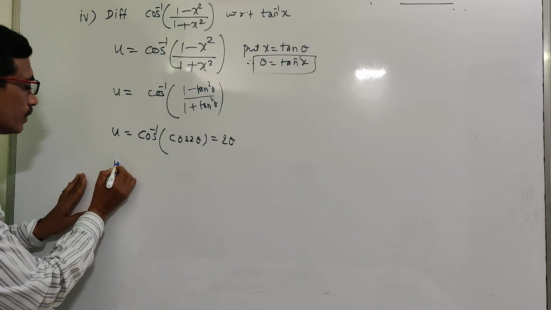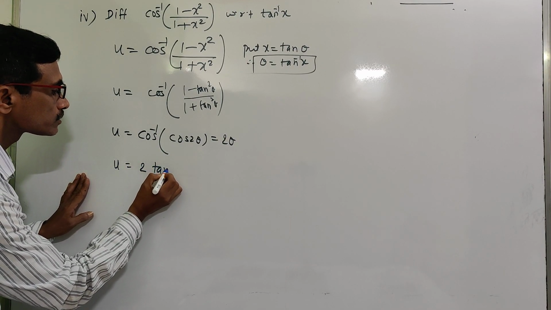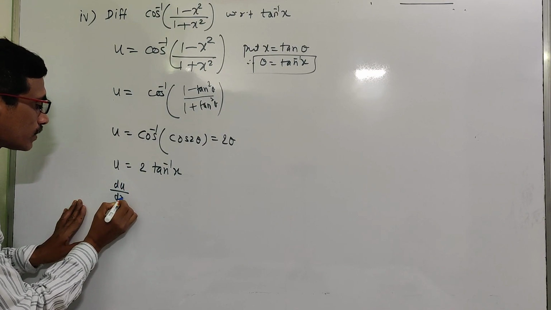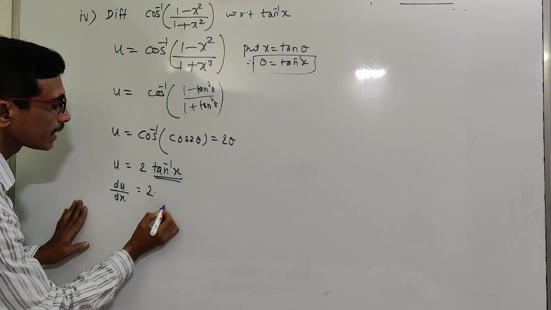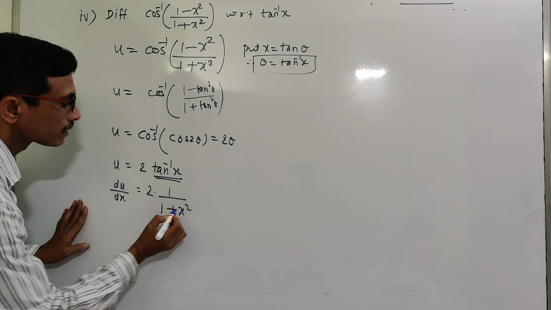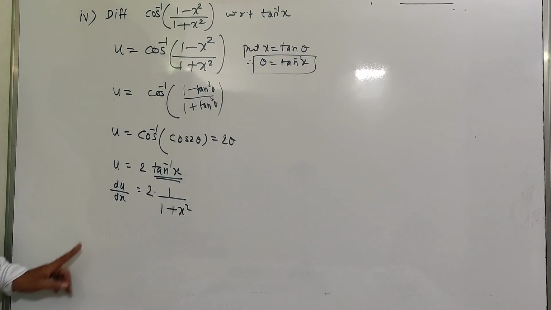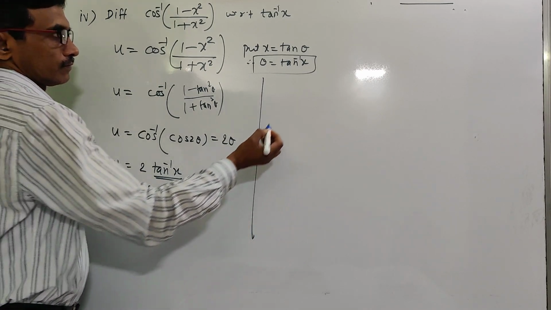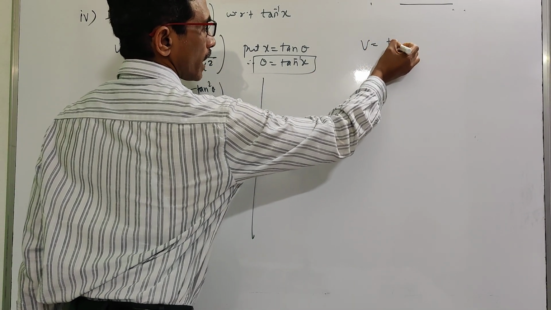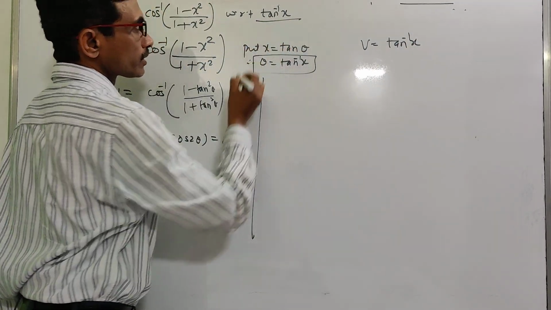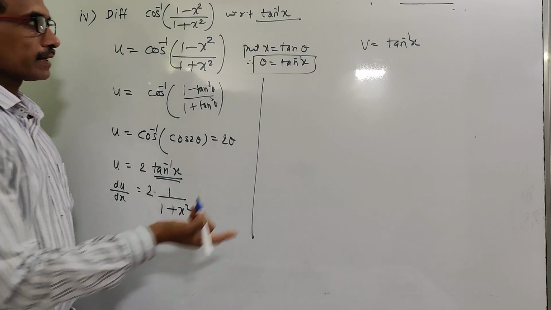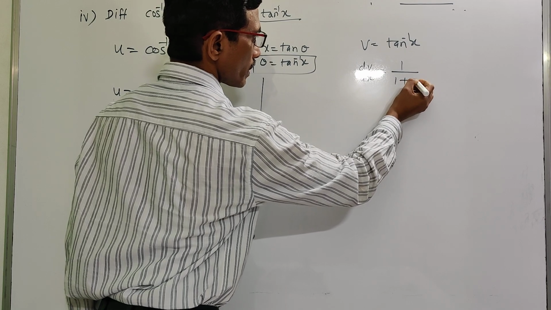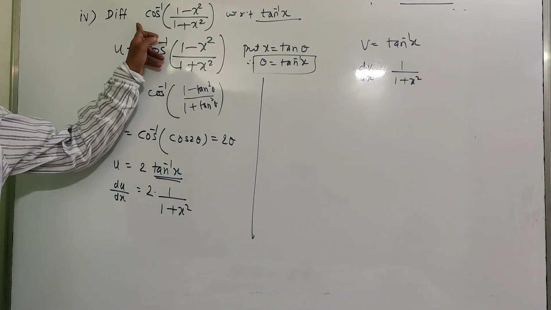Substituting here, u will be equal to 2 times tan inverse of x, and the derivative du by dx is equal to 2 times the derivative of tan inverse of x, which is 1 upon 1 plus x square. So this is du by dx. Now v is equal to tan inverse of x, and directly we find the derivative dv by dx is 1 upon 1 plus x square.